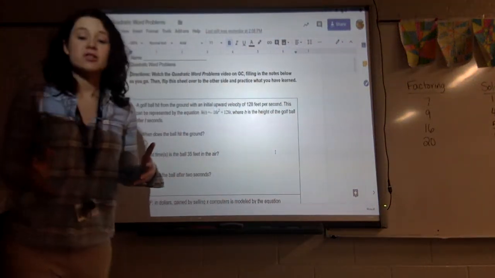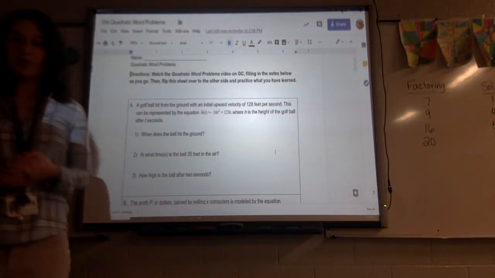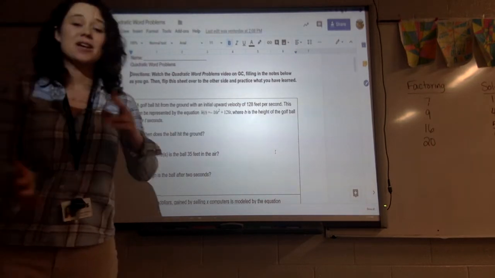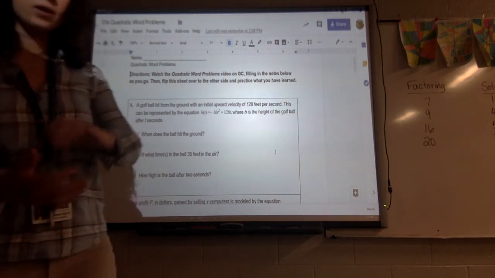Good afternoon, guys. So you have officially learned 4 different methods of solving quadratics. We have talked about the quadratic formula, taking square roots, graphing, and factoring.